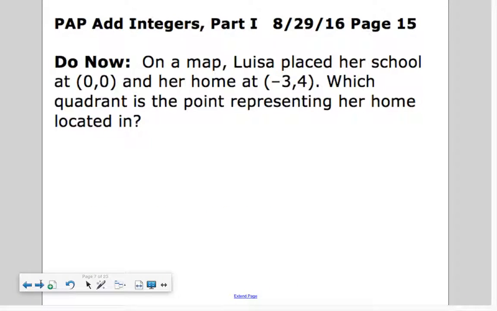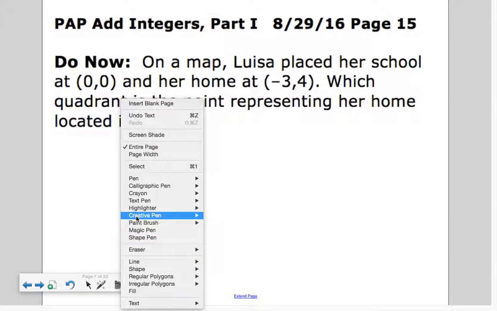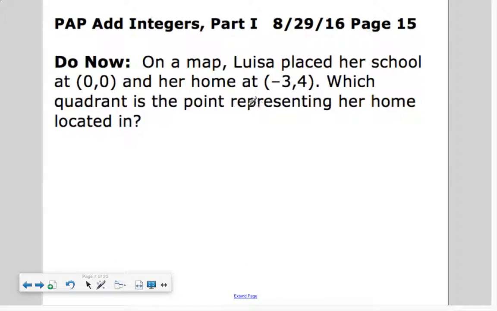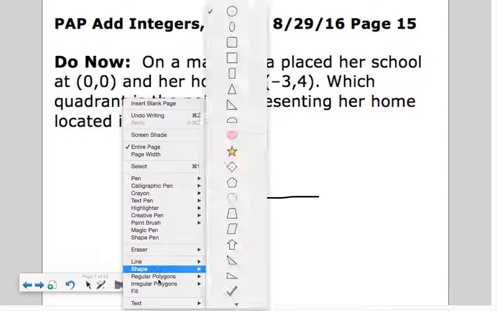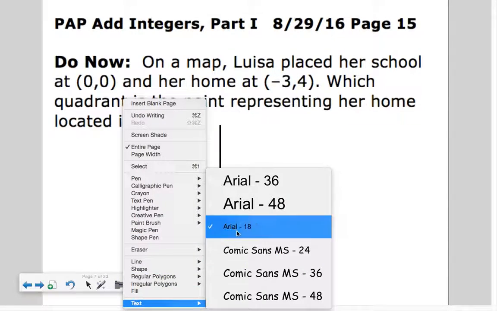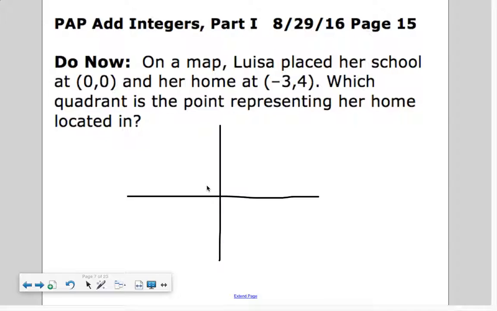In our do now, on a map, let me get a pen. On a map, Louisa placed her school at 0, 0. 0, 0. What does that remind you of? 0, 0 is right here. Do you remember what it's called? It is called the origin.